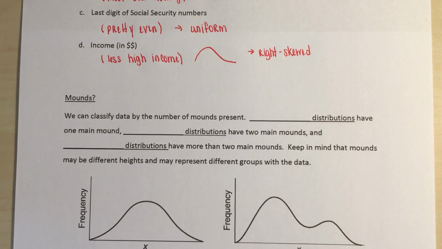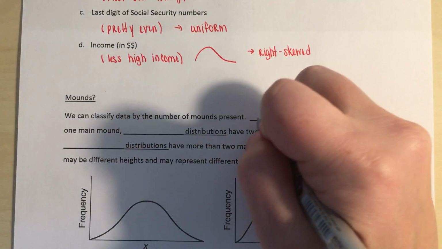The other thing that we want to think about when we're looking at shape, or one of the other things, not just whether or not we're symmetric or skewed, we want to be looking at how many mounds are present. Right? So we can classify data by the number of mounds present.